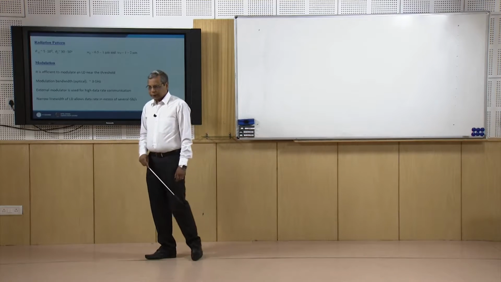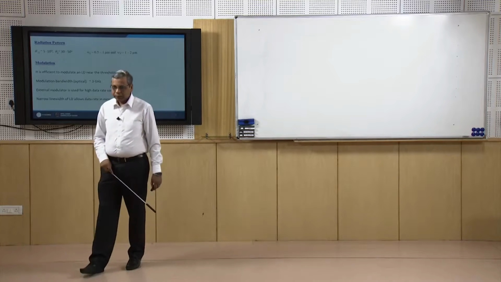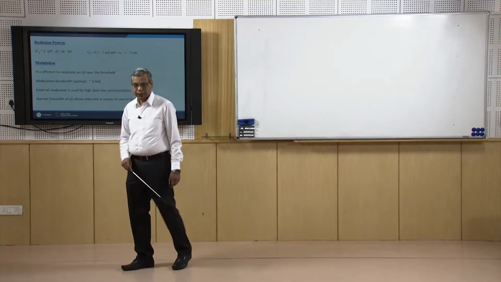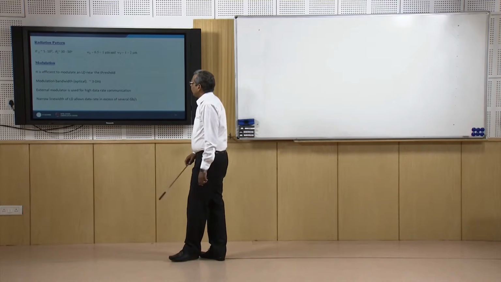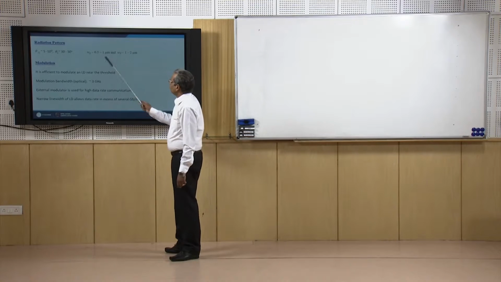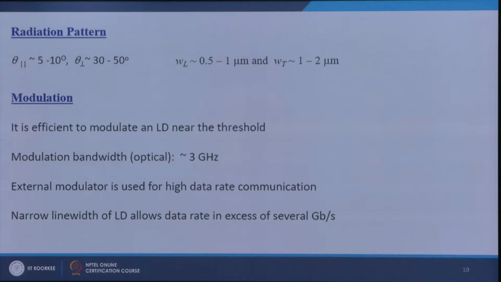The spot that comes out of a diode laser is not perfectly circular, it is quite elliptical, and the width in one direction is 0.5 to 1 micrometer, and in the other direction it is 1 to 2 micrometer.